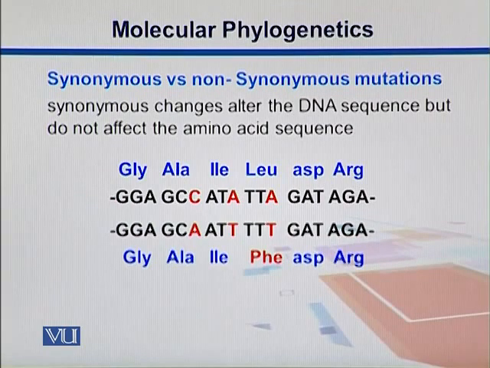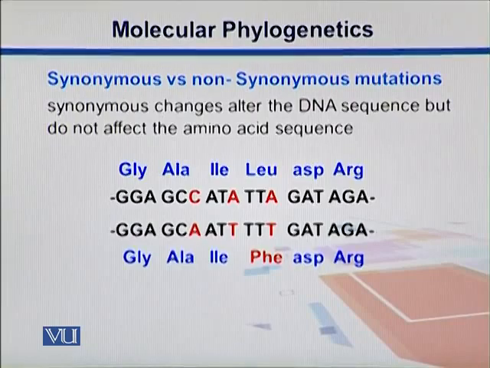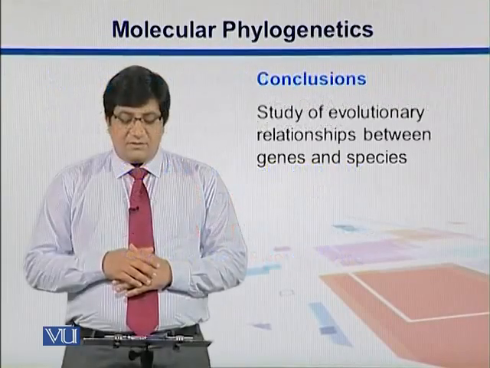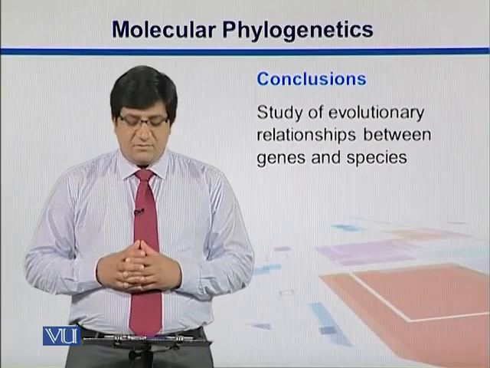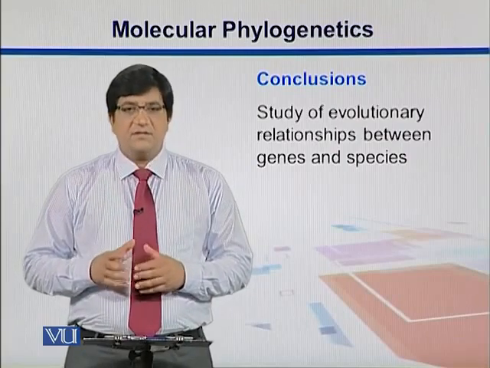Same way, ATA gives you isoleucine, whereas ATT also gives you isoleucine. So the concept which we are trying to elaborate over here is that if you make the tree from DNA, that is more informative. So molecular phylogenetics is the study of evolutionary relationships between genes and species.